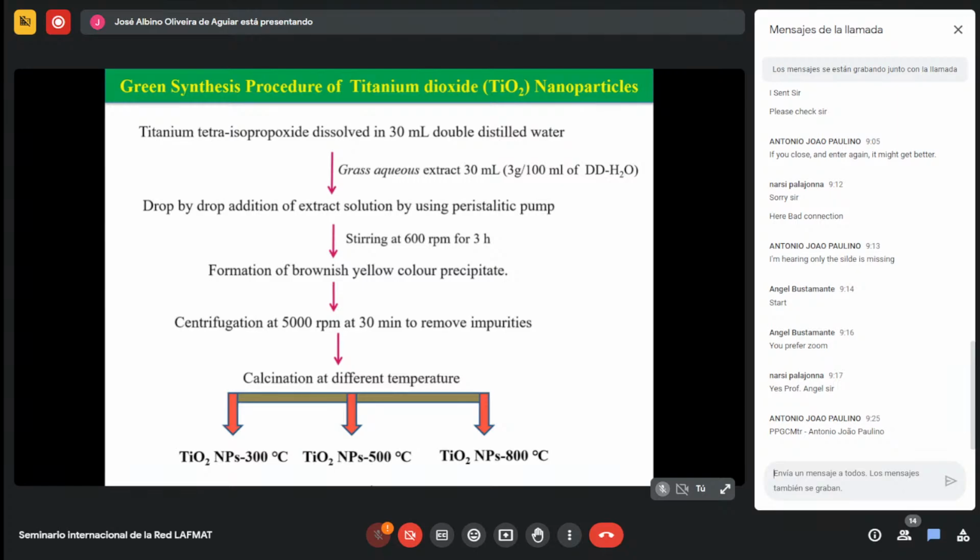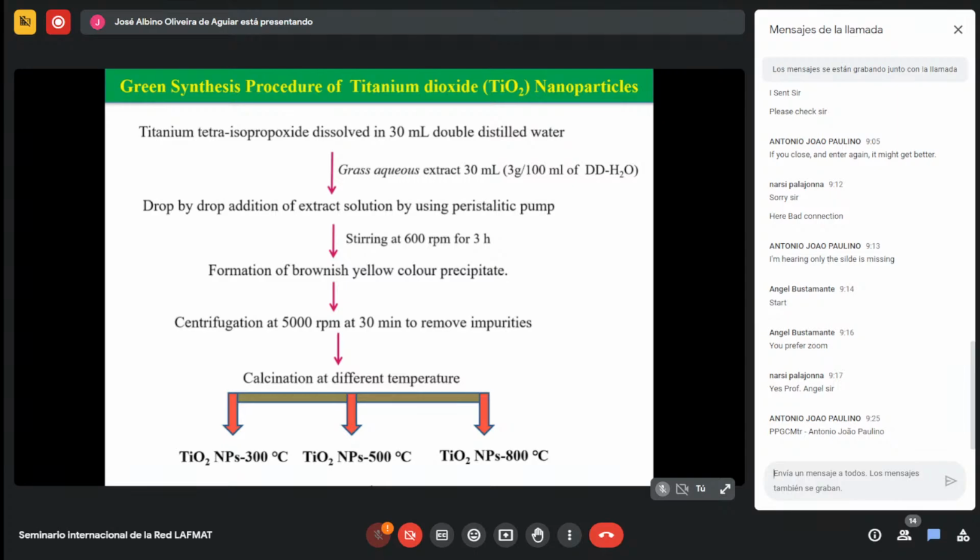That extract is used for the synthesis of the nanomaterial, added dropwise. If we pour it completely into the metal solution, it forms agglomeration and develops bulk material. That is the reason we add the extract slowly, using a peristaltic pump, dropwise into the metal salt. Then it forms fine particles.